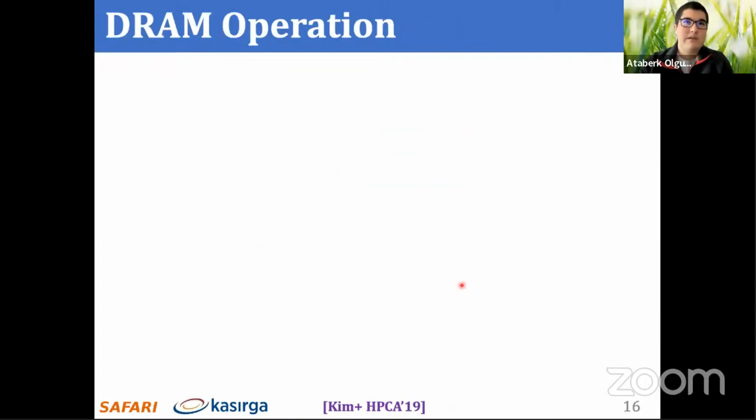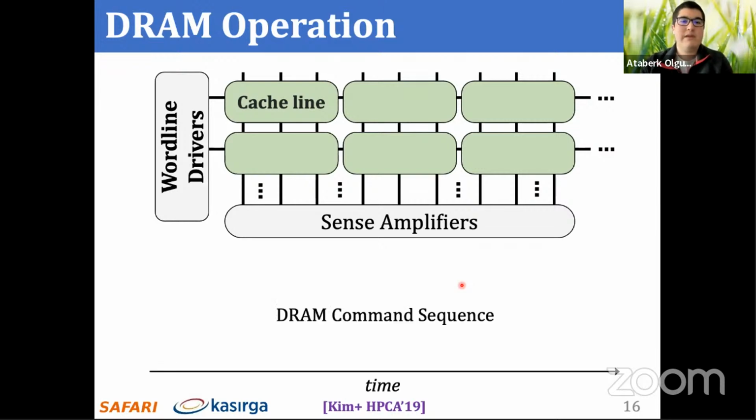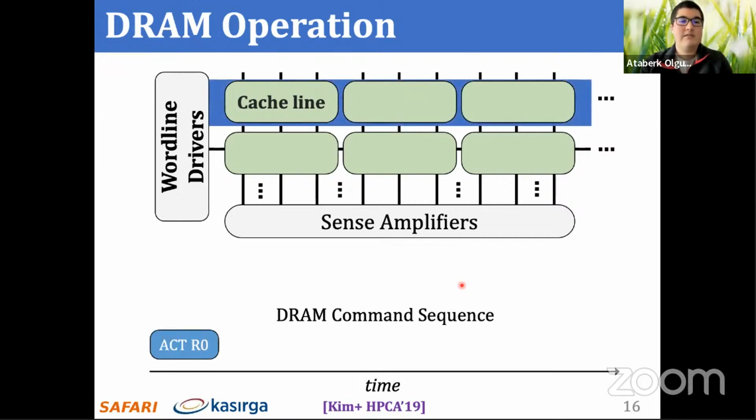We'll now look at how DRAM operates at the scope of a single subarray. Because memory controllers typically access DRAM cells in the granularity of a cache line, in this figure we will combine consecutive cells to form cache lines. On the bottom, we have a timeline of DRAM commands. And first, we activate the first row.